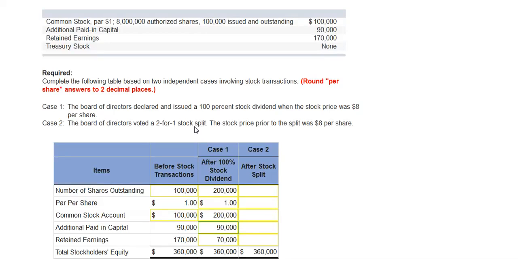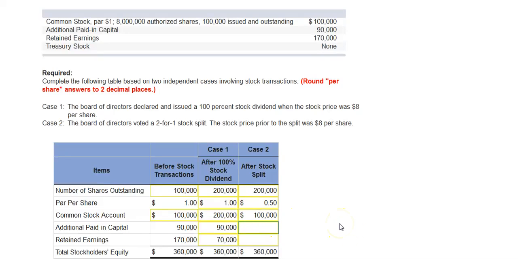So in our example, there are 100,000 shares outstanding. A 2-for-1 split means we multiply the 100,000 times 2, and now we have 200,000 shares. But we divide the par value by 2, and that becomes 50 cents per share. So the common stock account is unchanged, just as it was before the stock transactions, $100,000.